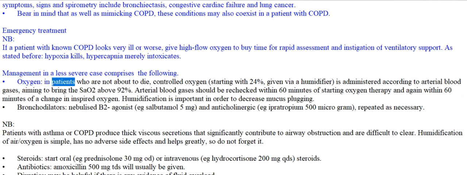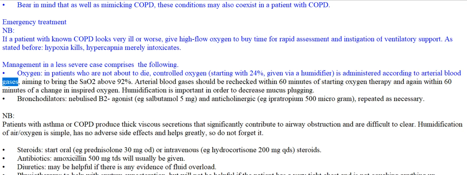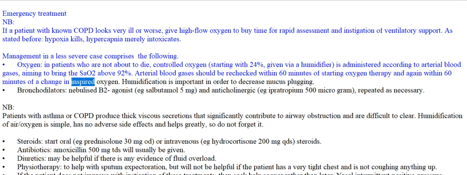Oxygen. In patients who are not about to die, controlled oxygen, starting with 24%, given via a humidifier, is administered according to arterial blood gases, aiming to bring the SaO2 above 92%. Arterial blood gases should be rechecked within 60 minutes of starting oxygen therapy and again within 60 minutes of a change in inspired oxygen. Humidification is important in order to decrease mucus plugging.